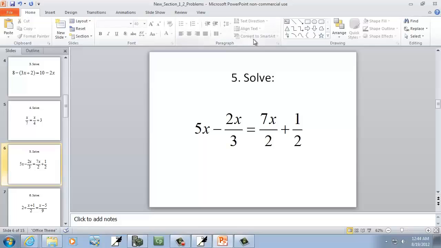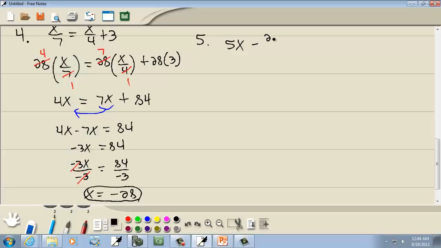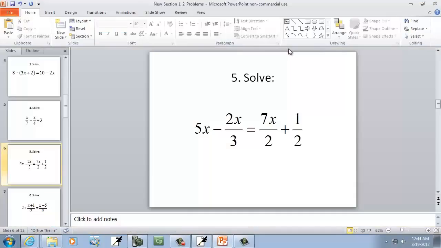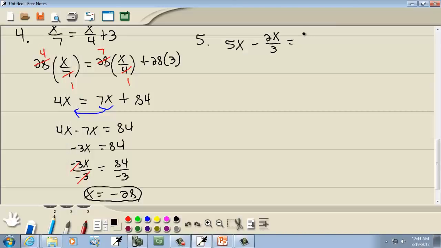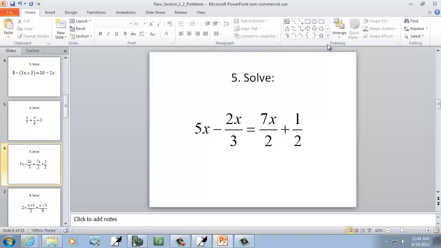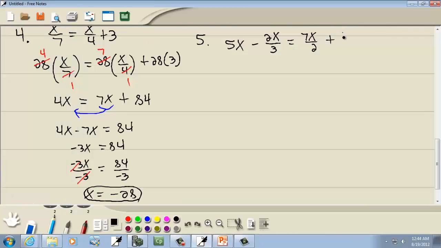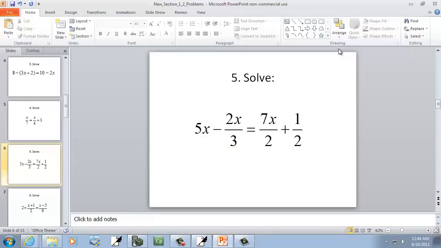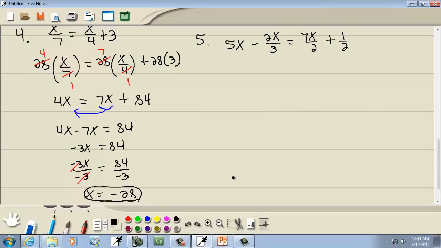Got 5x minus 2x over 3 equals 7x over 2 plus 1/2. Well, first step, get rid of parentheses. Don't have any. Second step, get rid of fractions. Multiply everything by the LCM of all your denominators.